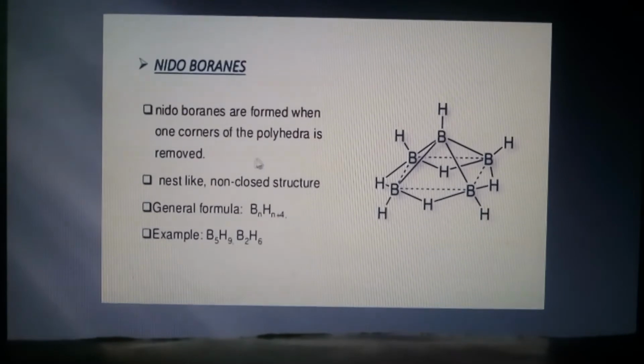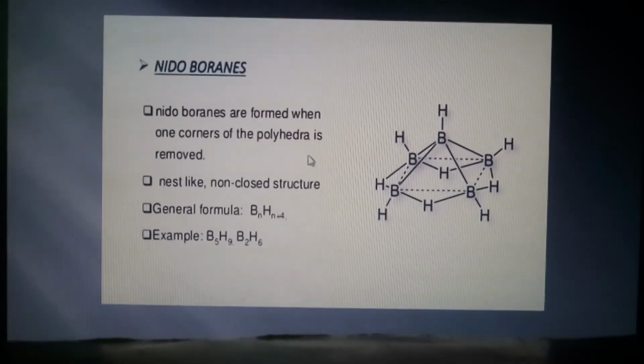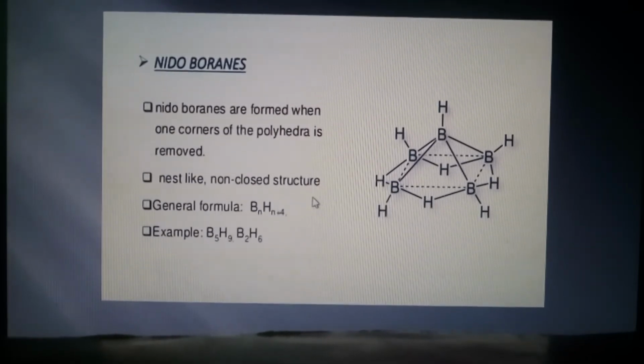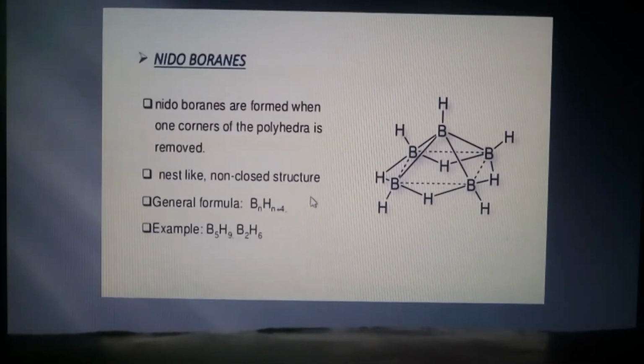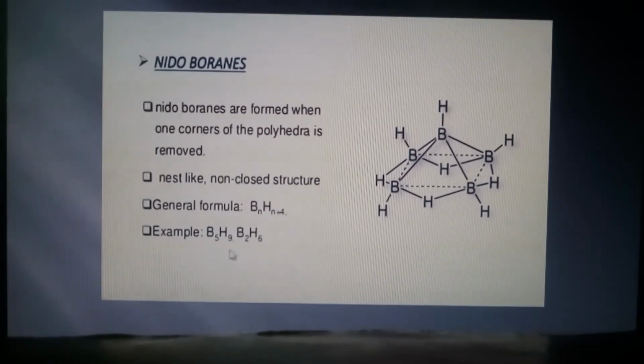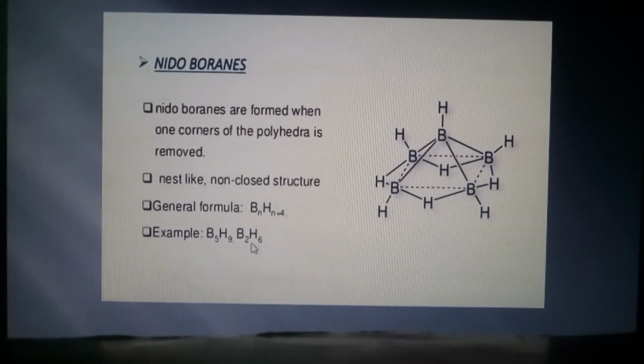Second type of boranes is called nidoborane. Nidoboranes are formed when one corner of the polyhedron is removed. It is like a nest. It is non-closed and its general formula is represented by BnHn+4. For example, pentaborane 9, diborane, etc.